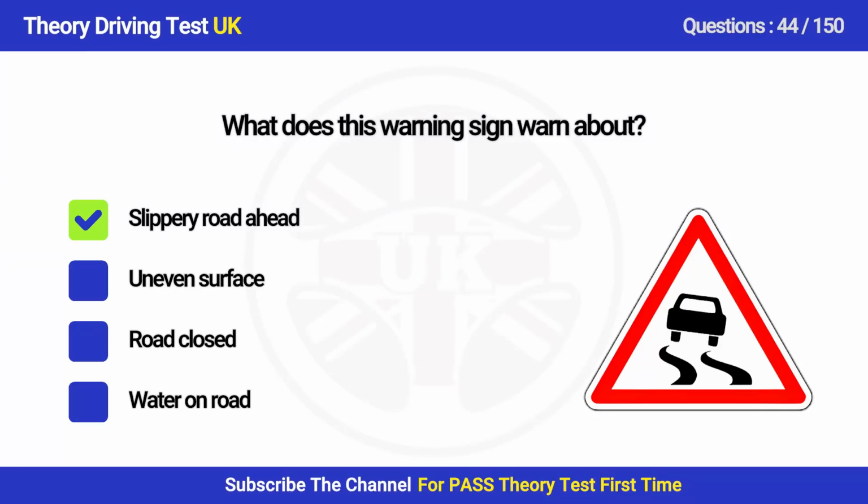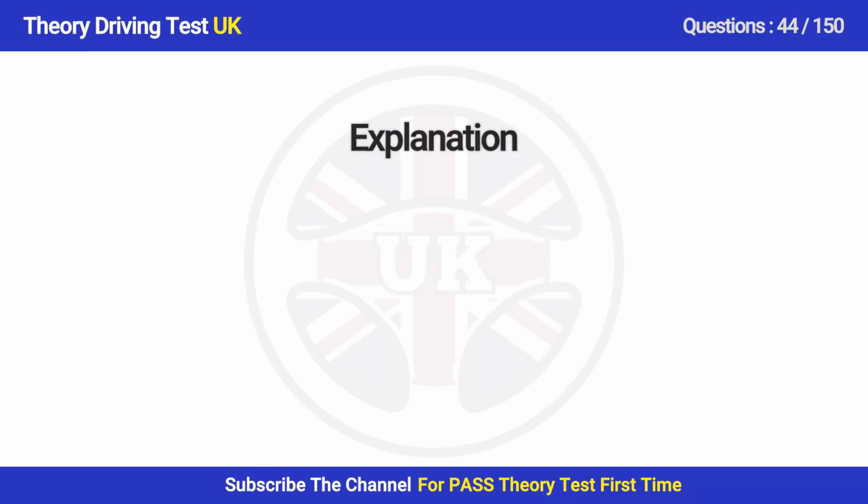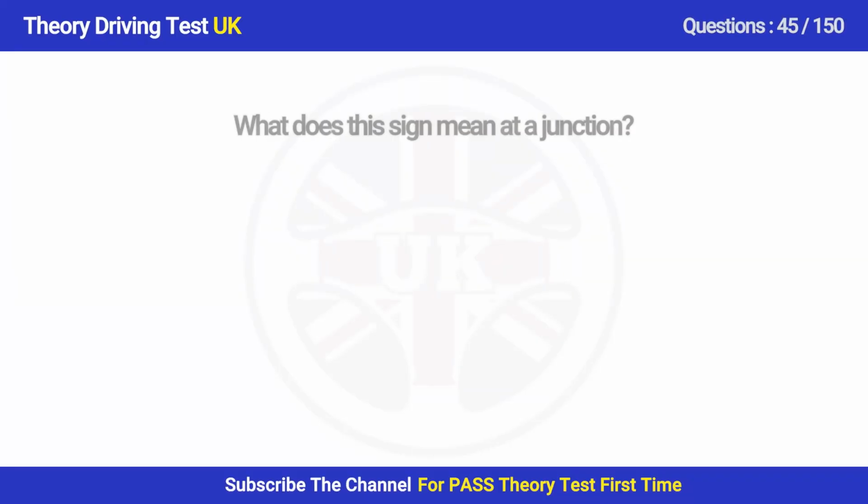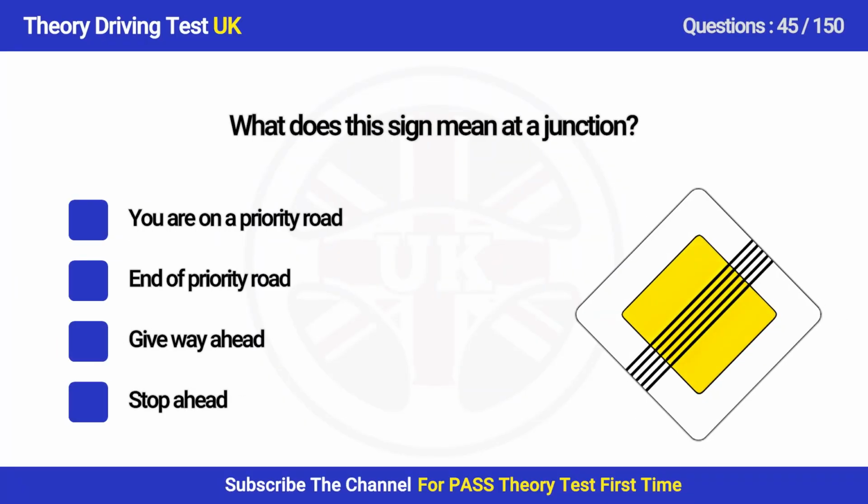Answer is A. Slippery road ahead. This triangular warning sign indicates a slippery road surface ahead. You should reduce your speed, avoid harsh braking or acceleration, and increase your following distance, especially in wet or icy conditions.